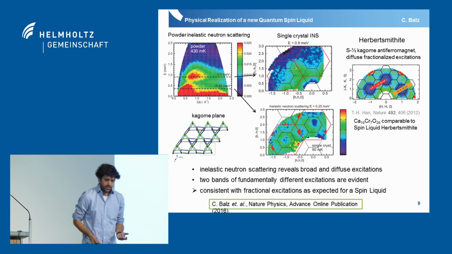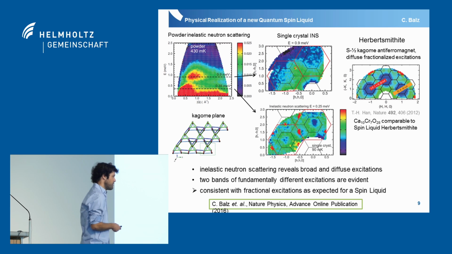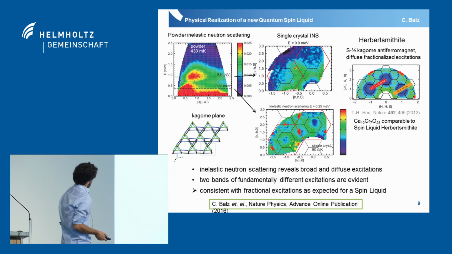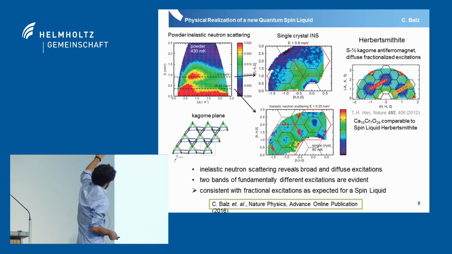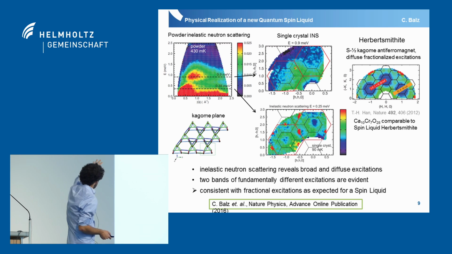To elaborate this ground state further, we went to inelastic neutron scattering, as it was introduced that we work with neutron scattering. What I show you here is powder data, and you see that this is energy transfer versus wave vector transfer, so these are magnetic excitations measured with inelastic neutron scattering. And you see that there are two regions of scattering. I indicated it by the black dashed lines.